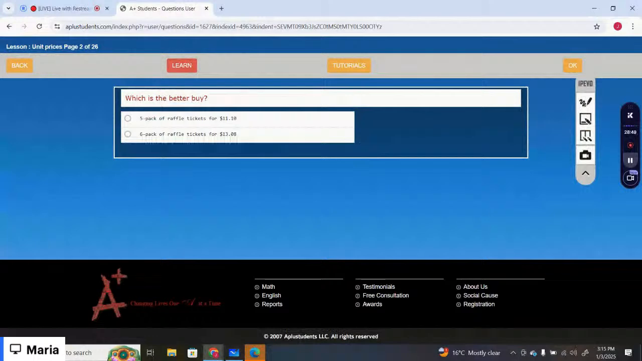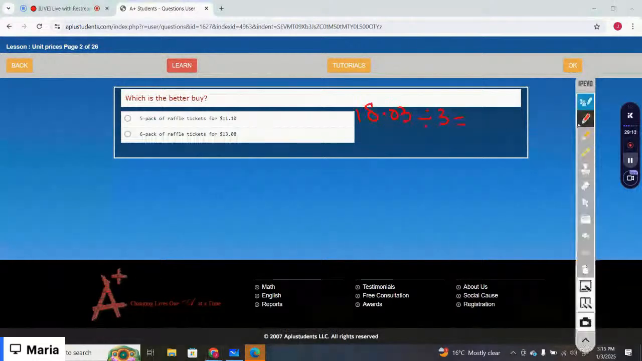Which is the better buy? 5 pack of raffle ticket for $11 and 6 pack of raffle ticket for $13.08. So how do you find which one is the best buy? You have to calculate the unit price. The one that has the smaller unit price is the best buy, right? So calculate the unit price of both the values.